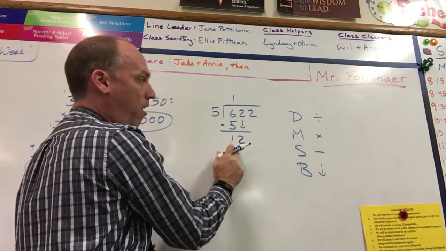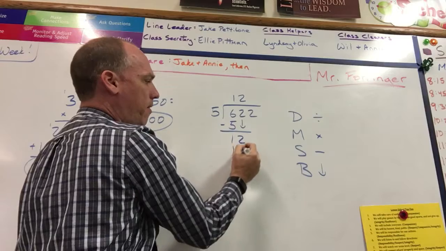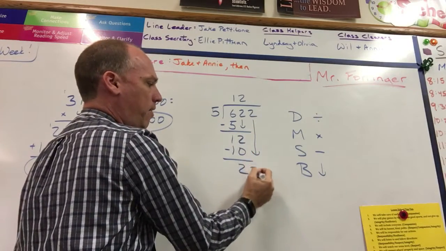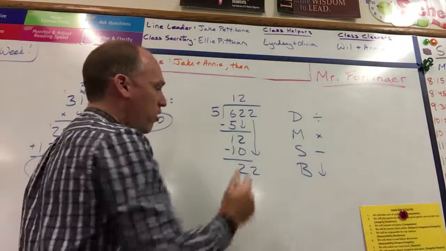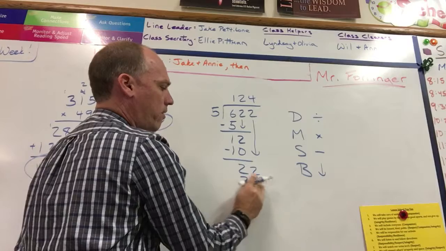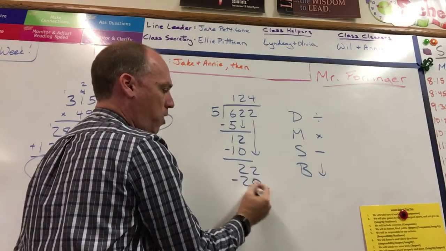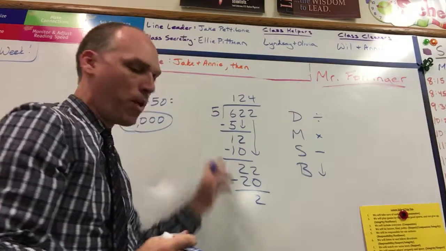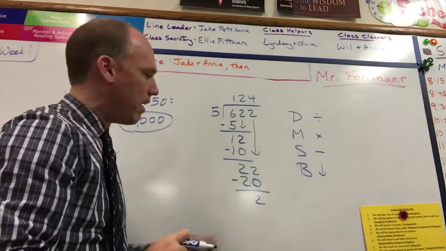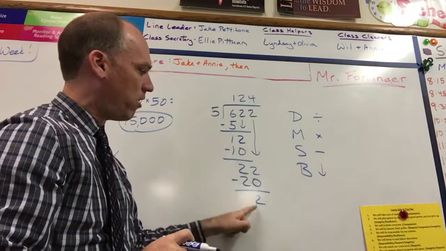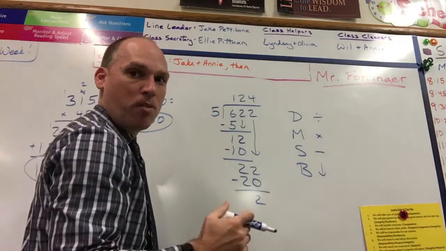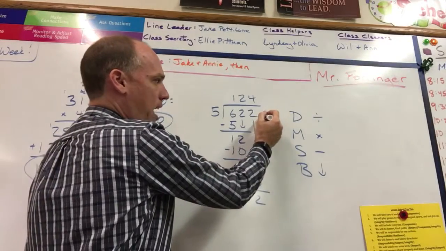5 goes into 12 two times. Subtract, bring down. 5 goes into 22 4 times. 4 times 5 is 20. And now we have a remainder. We talked about a couple options for this. We could leave it as a fraction and make it 2/5, or we can add a decimal. In this case, let's add the decimal.